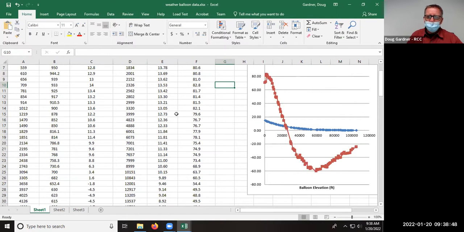This is really interesting. Do you notice that there's a pattern there? Well, let's take a look at that blue one. Do you see how, as the balloon elevation went up, up, up, up, up, notice 20,000 feet, 40,000 feet, 60,000 feet, 80,000 feet, something went down, down, down, down, down. What goes down as you go higher and higher and higher?